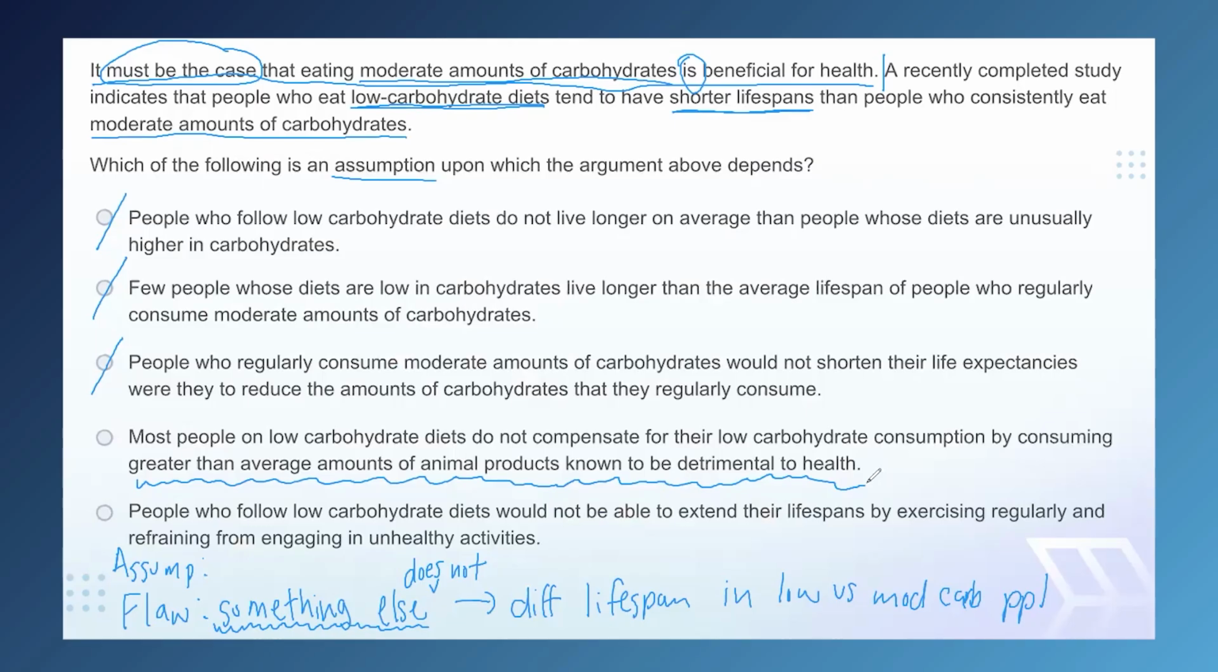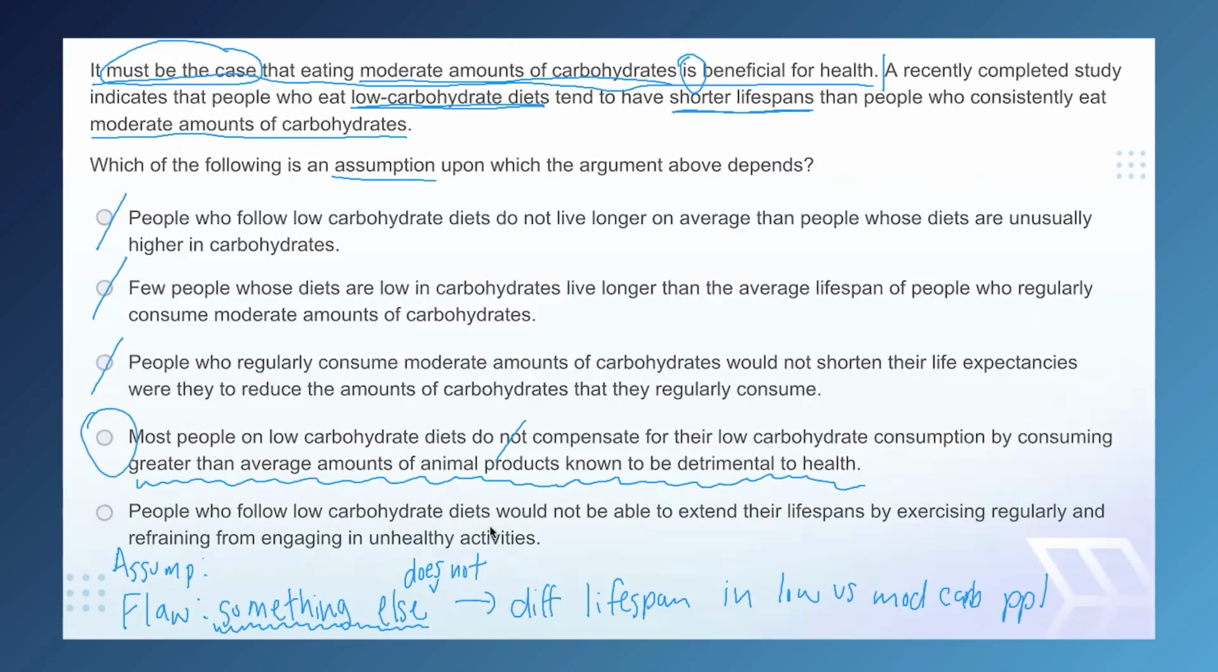Let's negate. Okay, locating or not, most people on low carbohydrate diets do compensate for their low carbohydrate consumption by consuming greater than average amounts of animal products known to be detrimental to health. So low carb people eat a lot of animal products that hurt their health. So how does this compare to our flaw? There is something else, greater than average amount of animal products, that could be leading to a difference in lifespan in low versus moderate carbohydrate people. This is our correct answer.